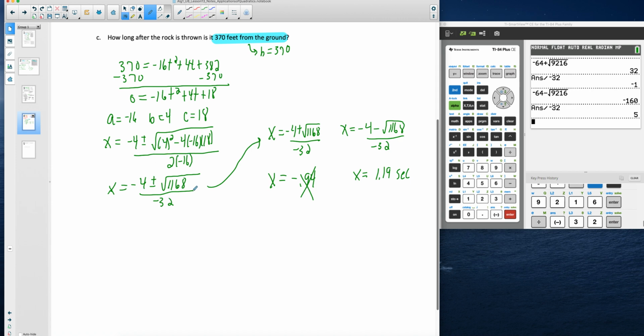Now, once again, as we go through and simplify, we get two solutions. We get negative 0.94, which would be working backwards in time, which really doesn't make sense. So we're going to cross that one out, and we get 1.19 seconds. So after we threw it, 1.19 seconds later, it would be 370 feet from the ground.